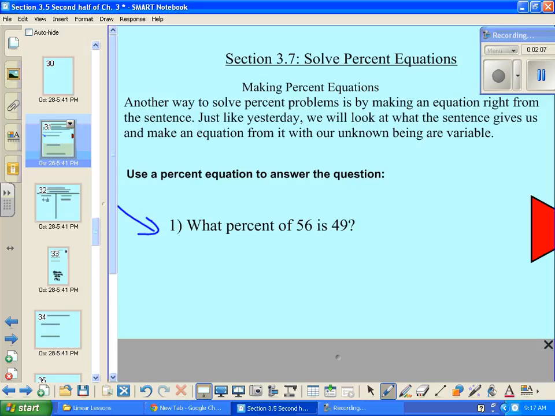So let's look at an example problem and figure out what I'm talking about in terms of making a percent equation. You may even recognize this problem; it's very similar to one we had yesterday. It says, what percent of 56 is 49? Yesterday we set this up with a proportion. What percent is what we're trying to find, so we put P over 100. That's our unknown, the percent. The number right after of is 56, so that would be our base. And the last number, 49, must be our part. So here's how this one would set up using the proportion method.